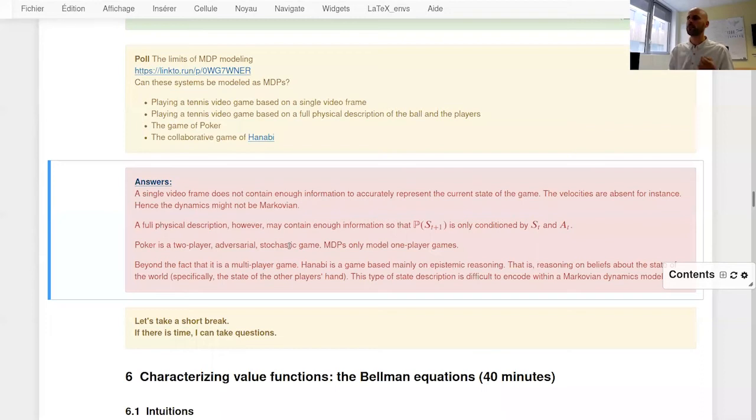And this game is mainly based on epistemic reasoning, that is, reasoning on beliefs about the state of the world, on beliefs about what I think that you think, or what I think that you think that I think, and so on. And so this type of state description is often difficult to encode within a Markovian dynamics model. So this is not a strong no answer, but this is saying probably an MDP is not the right way to model the game of Hanabi.